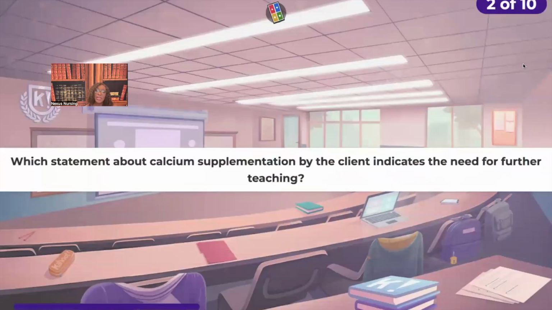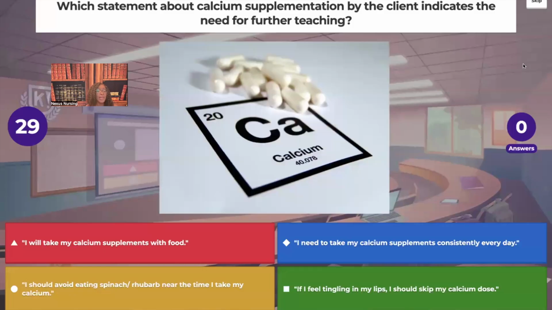Which statement about calcium supplementation by the client indicates a need for further teaching? I'll take my calcium supplements with food. I need to take my calcium supplements consistently every day. I should avoid eating spinach or rhubarb near the time I take my calcium. Or if I feel tingling in my lips, I should skip my calcium dose. Which statement requires further teaching?